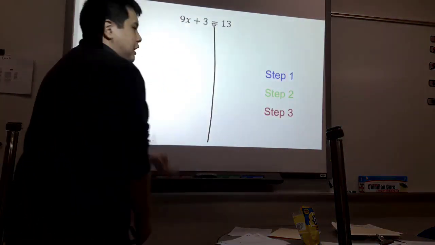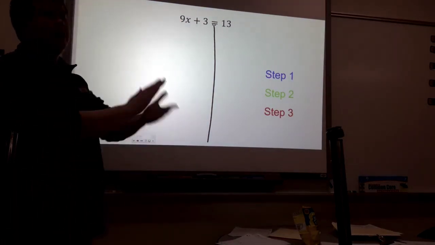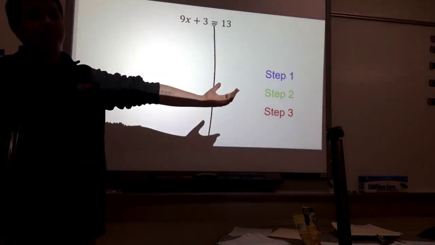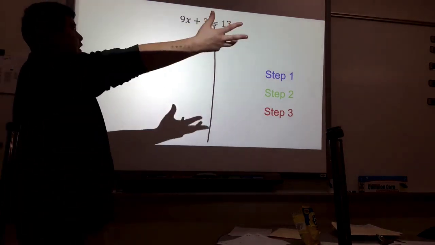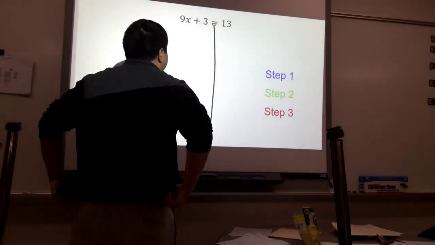So we're going to be working on some practice problems for the quiz. Again, there are 3 steps to solving an equation. 1 is simplifying both sides of the equation. 2 is to move all terms with x onto one side and all terms without x onto the other. And 3 is to isolate the variable. So let's get started with this one.